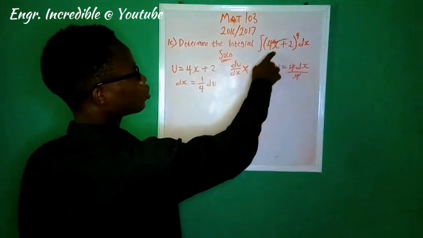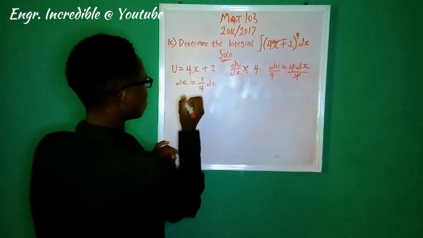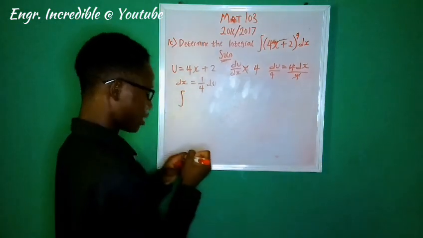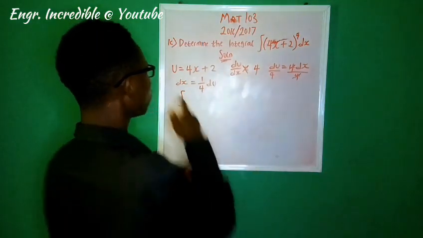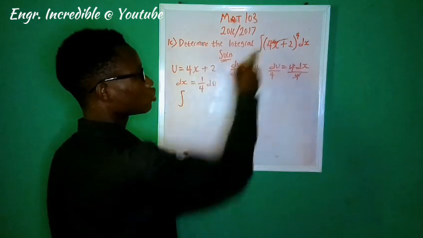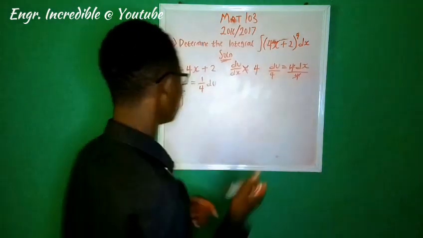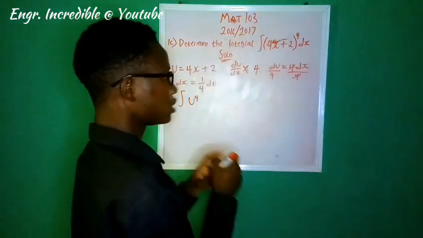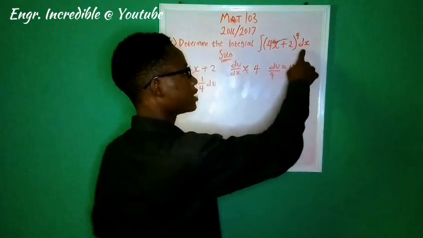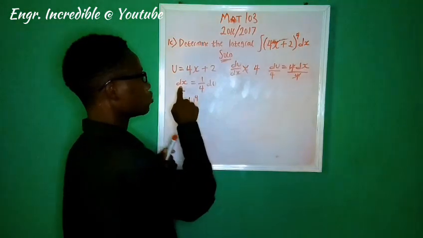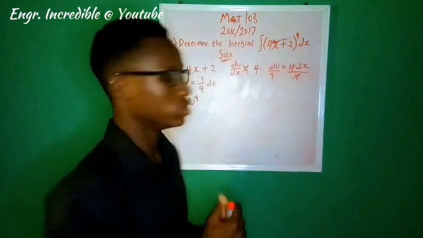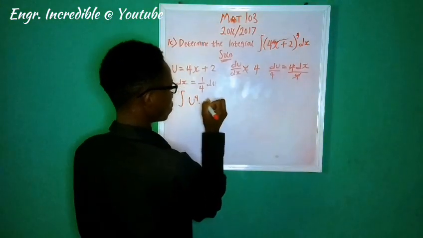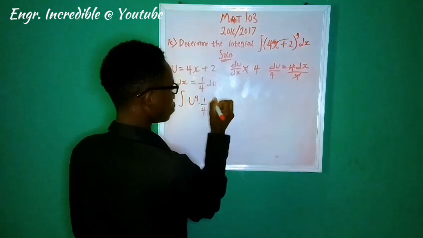They give us this to integrate. So we have the integral sign. Now we said u is equal to 4x plus 2. That means 4x plus 2 here, we will change it to u. So we have u raised to power 4. And in the other place where we see dx, we are going to replace it with 1 over 4 du. So that is times 1 over 4 du.